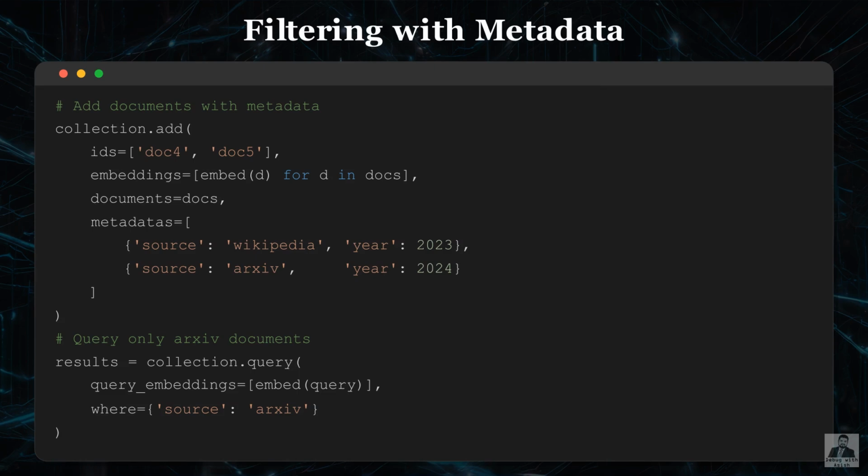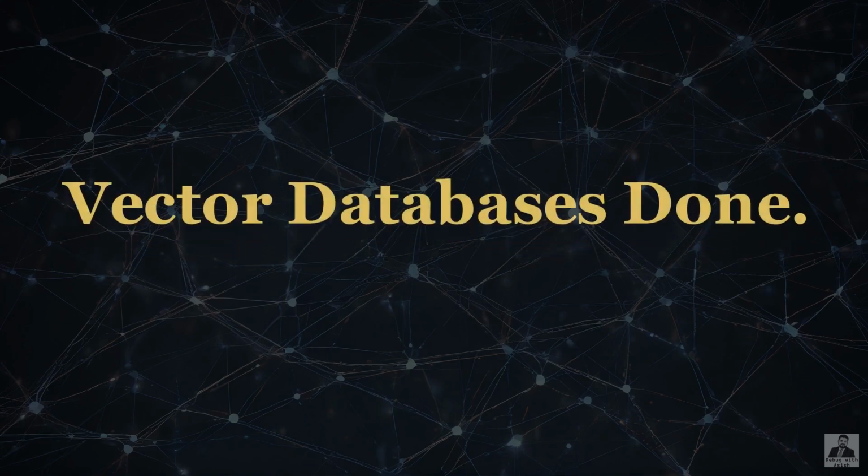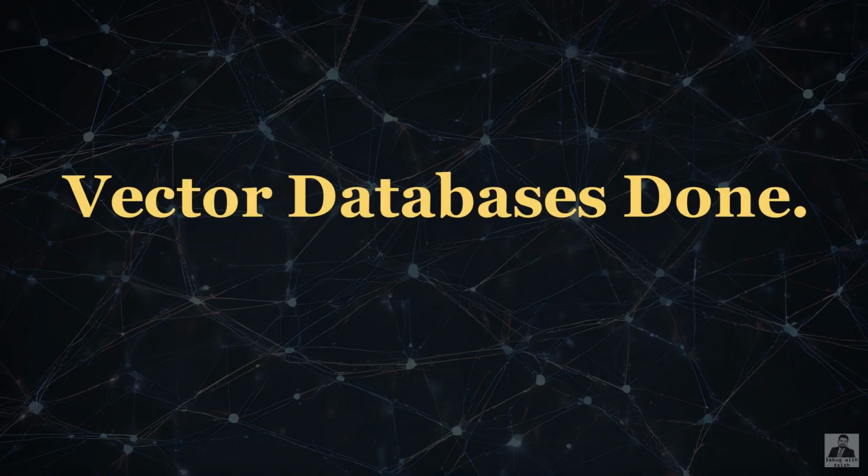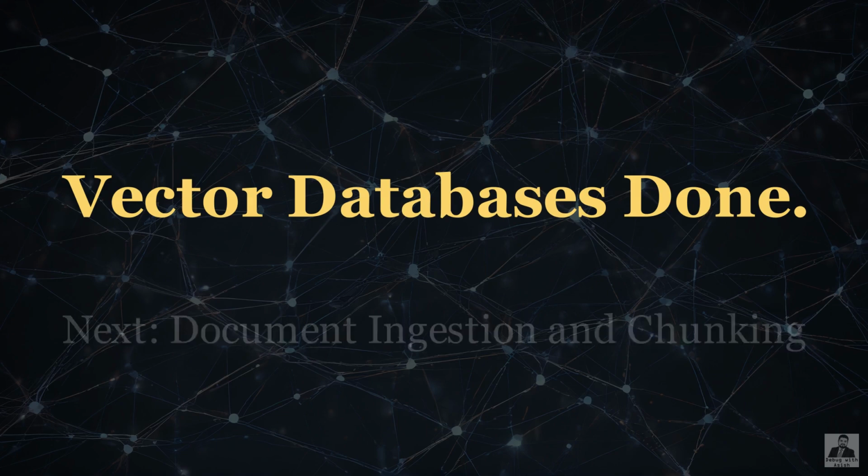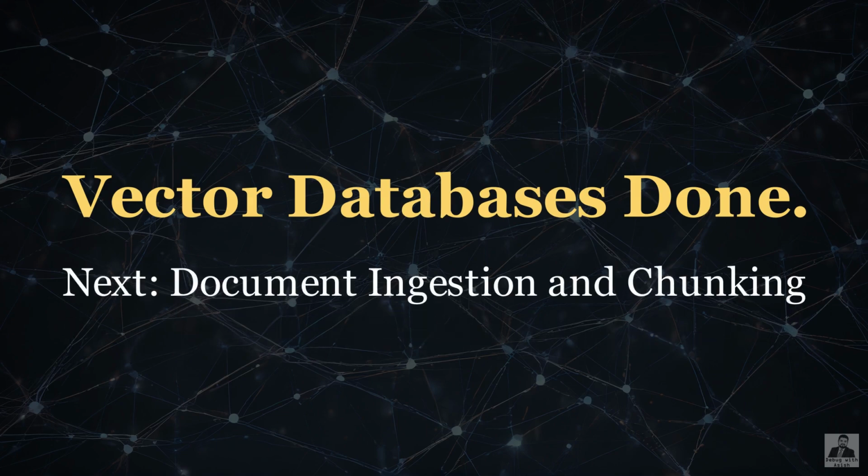You now know why plain lists do not scale, how HNSW indexing works under the hood, and how to store and search embeddings using Chroma. In the next episode, we tackle document ingestion and chunking, how to take a real PDF or web page, split it into the right-sized pieces, and load it into your vector database.